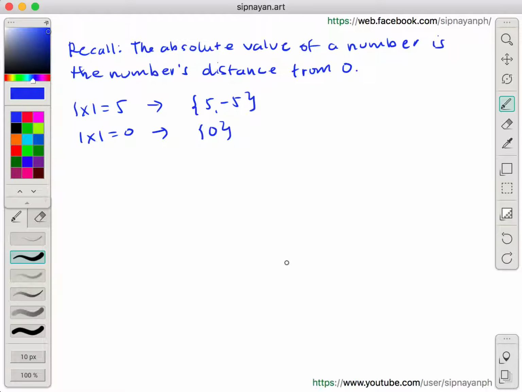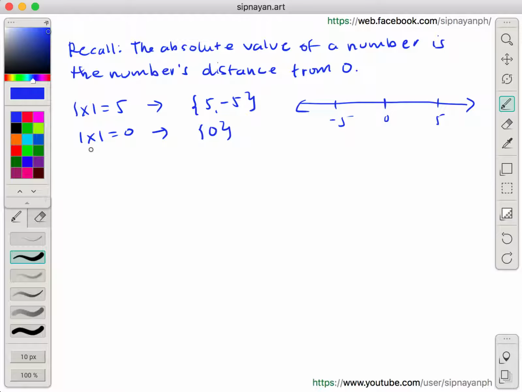From the previous videos, we learned that if we solve equations such as the absolute value of x equals 5, we are actually looking for a number x which is 5 units away from 0. That's what we said: the absolute value of a number is the number's distance from 0. So, what number has a distance from 0 of 5 units? That's 5, and negative 5. So that's why we have two solutions, two possible values of x.